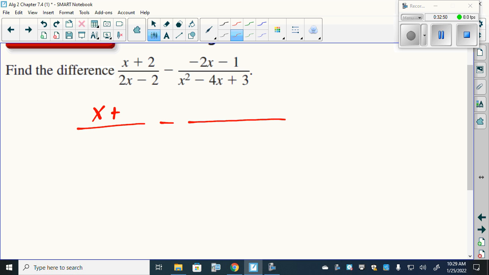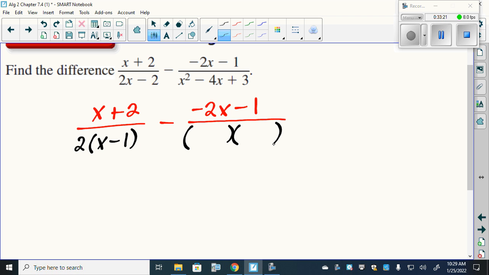Now the numerators are not going to change, but we can factor the denominators. So if we look at the 2x minus 2, what can we do with it? We can factor out the 2, which will leave us with x minus 1. And that's all we can do for that one there.